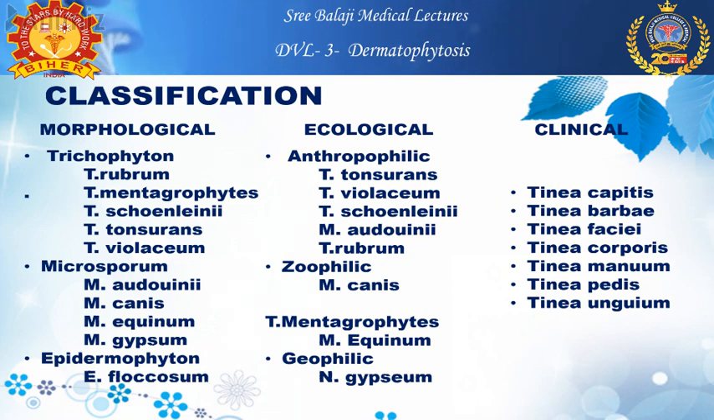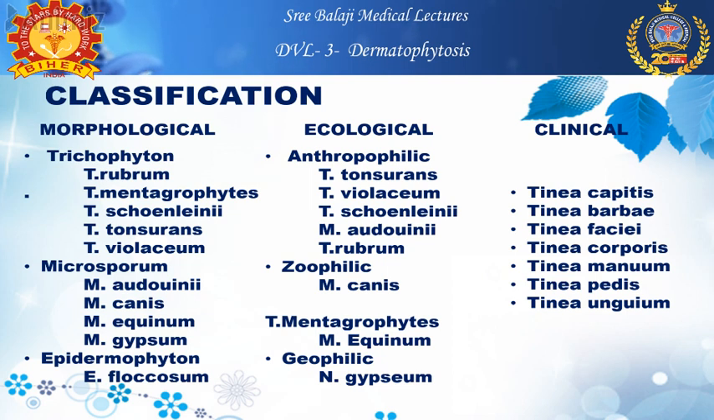We also have another classification which is called the ecological classification. Depending on the source from which it is acquired, we can classify into three: anthropophilic, zoophilic, and geophilic. Anthropophilic is human to human transmission, zoophilic is acquired from animals, and geophilic is acquired from the soil as well as from other decayed wood.